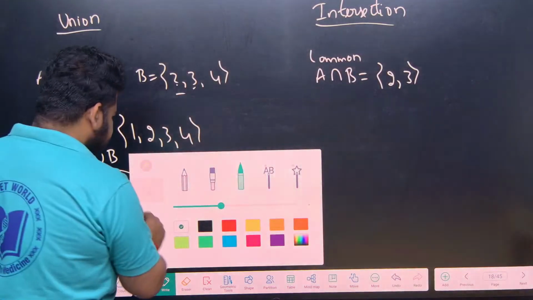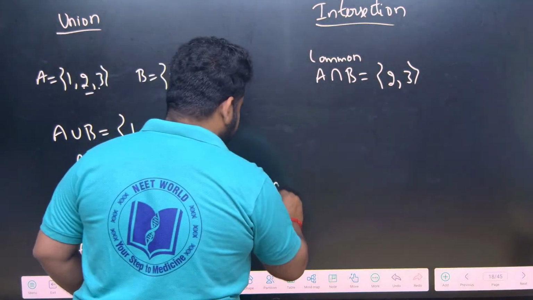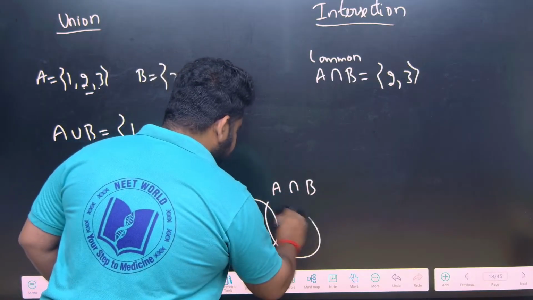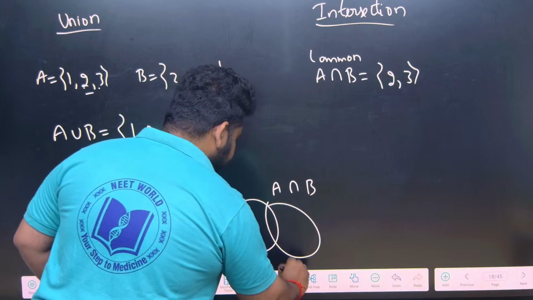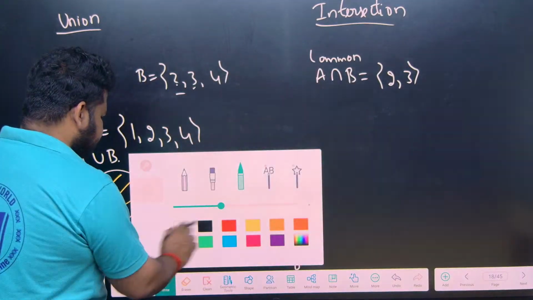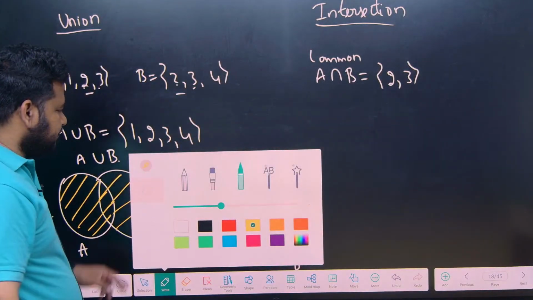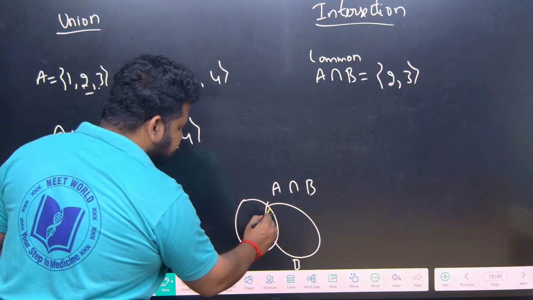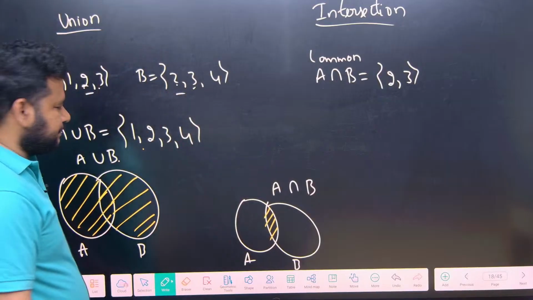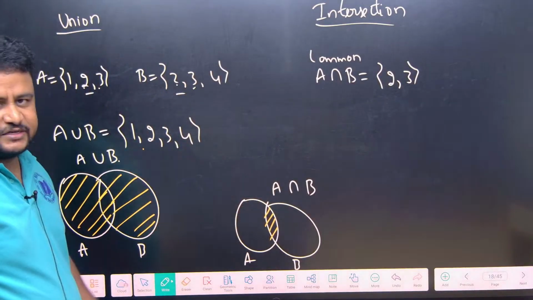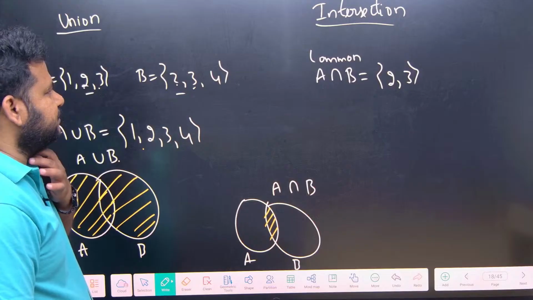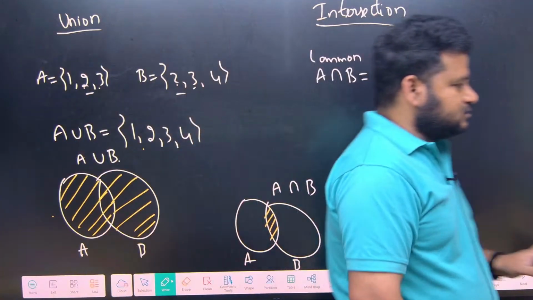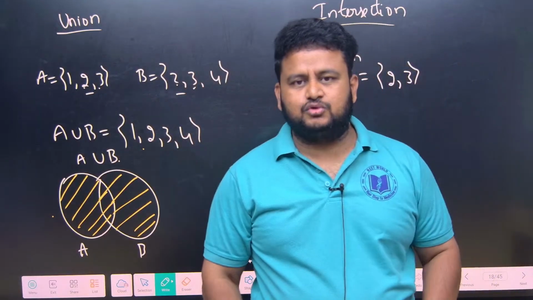Similarly, if I want A intersection B, this is set A, this is set B. So A intersection B is what? We have to write only the common things. That means this is representing A intersection B. Clear friends? So A union B, A intersection B, we have learnt. These are the things you have to remember when it comes to sets.